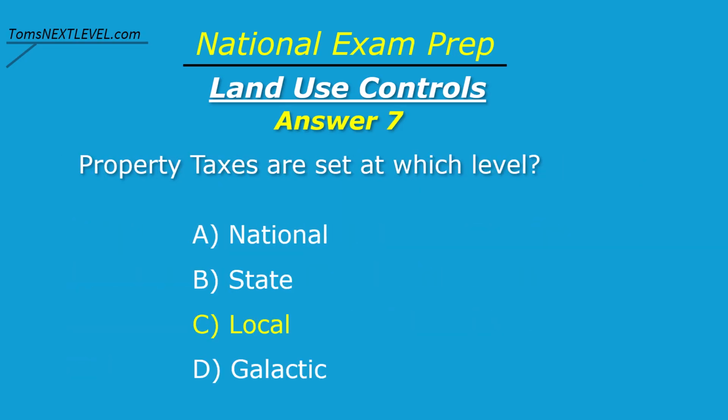Number 7 is C. Property taxes are set at a local level. I put this question in for a reason. Anytime in your material it's called out at which of these 3 levels laws are passed, make note of it because it'll show up this way on the test. There's only going to be national, state, or local. There won't be any questions about anything set at a galactic level, fortunately.